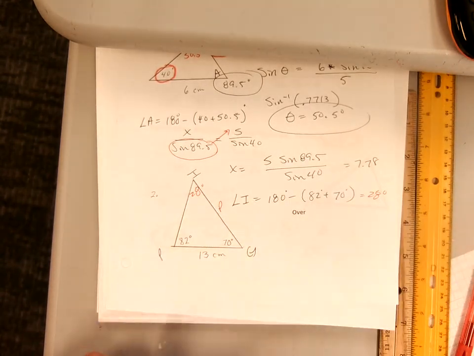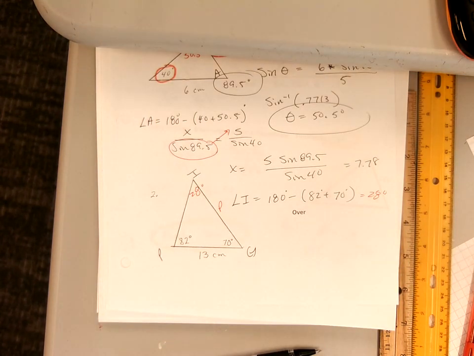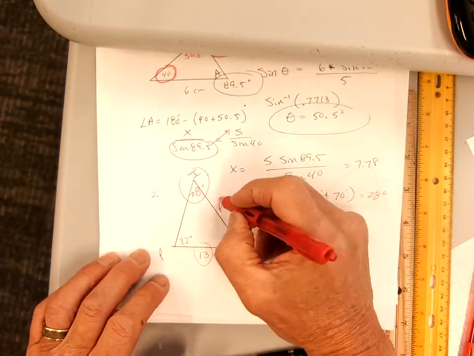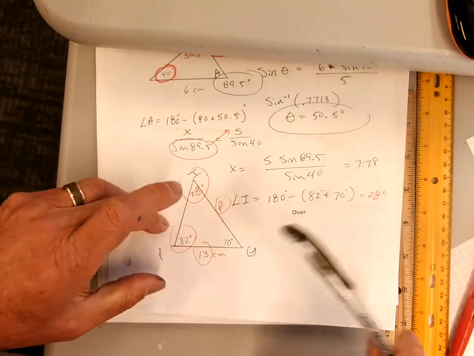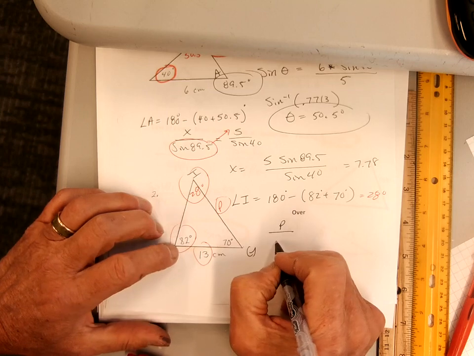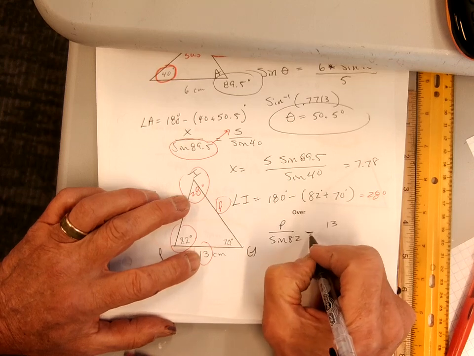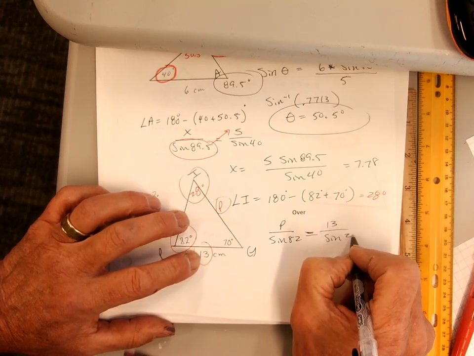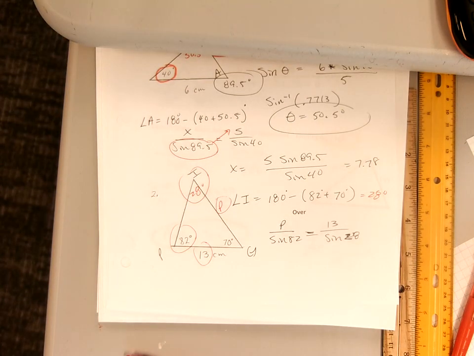Okay, so you got your opposites, right? I'm going to circle them. Opposites, opposites, opposites, opposites. So we're going to write little p over sine of 82 equals 13 over sine of 28. Oh, that's a bad looking 28. It's as easy as this: side over the sine of its angle equals side over the sine of its angle. That's all it is.